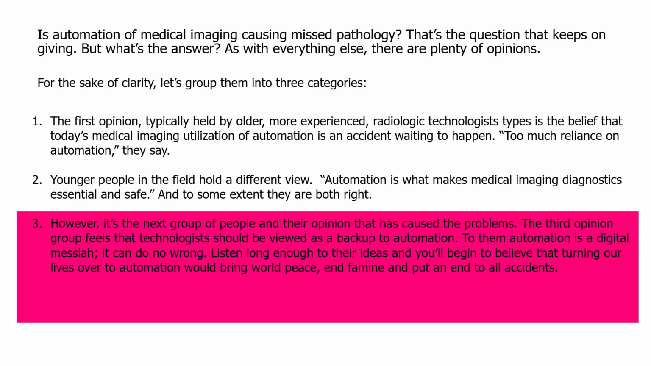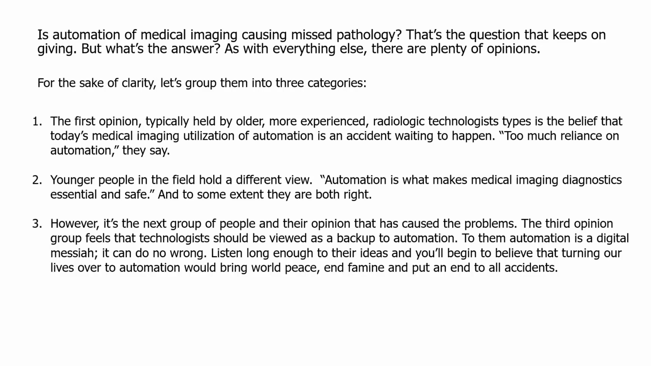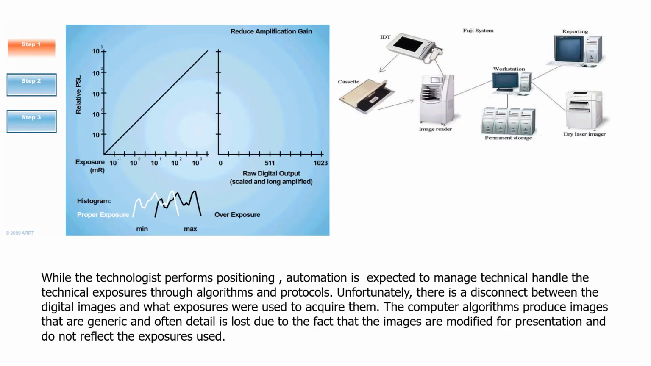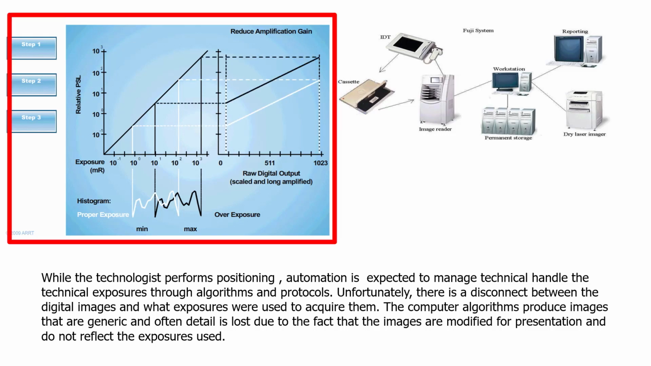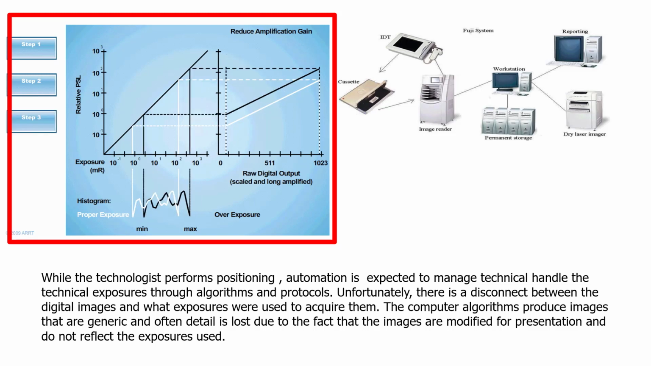The third opinion group feels that technologists should be viewed as a backup to automation. To them, automation is a digital messiah. It can do no wrong. This third group has become the problem. The third group believes that the technologist just performs positioning. Automation takes care of all the technical exposures through algorithms and protocols. Unfortunately, there is a disconnect between the digital images and what exposures were used to acquire them.